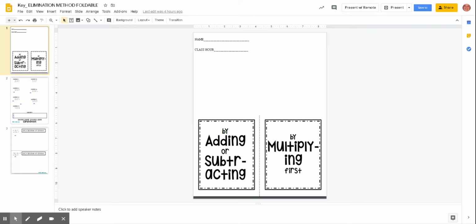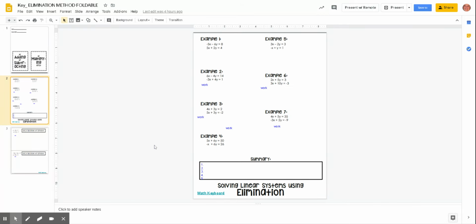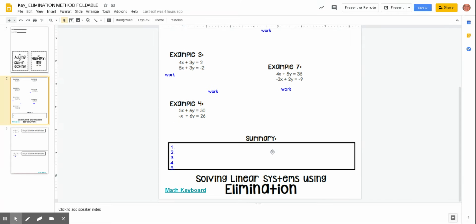So again, put your name up here. We're going to make a copy of these notes for you to put in your math notes folder at the end. Go to page 2. So solve linear systems. We're going to make this a little bit bigger here. Old lady eyes need to see. So we're going to talk about what are the steps first.